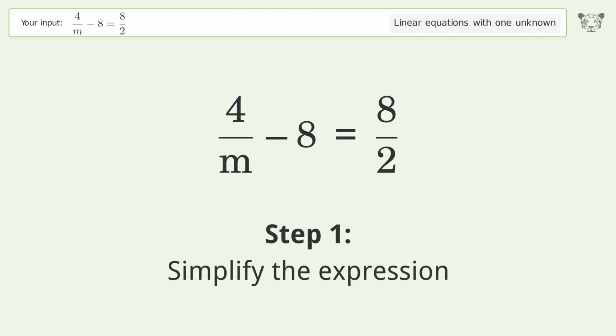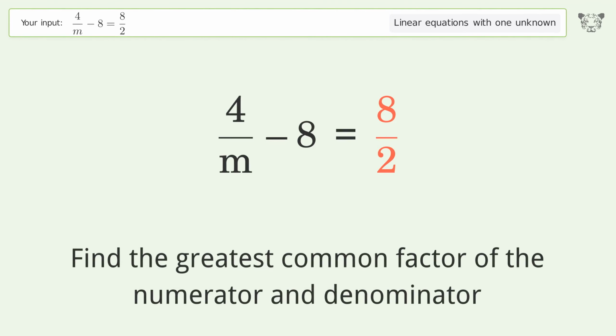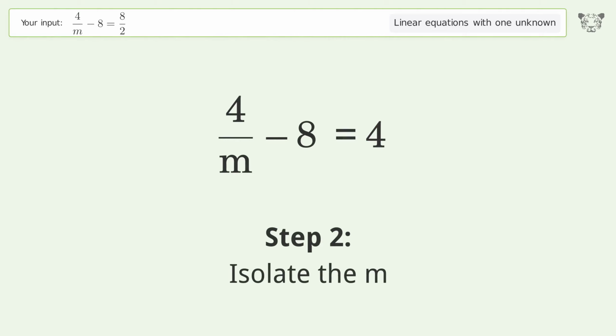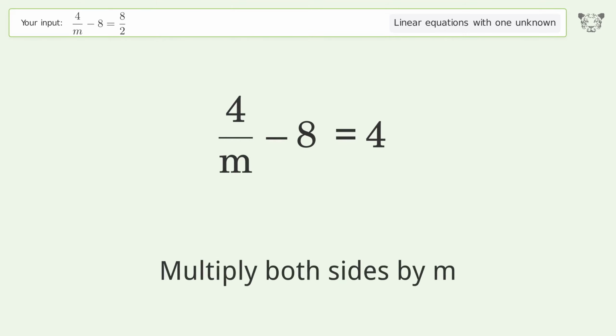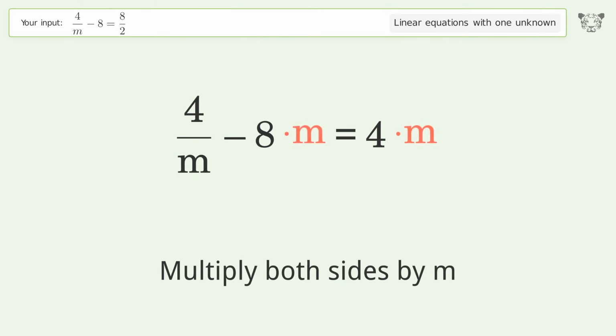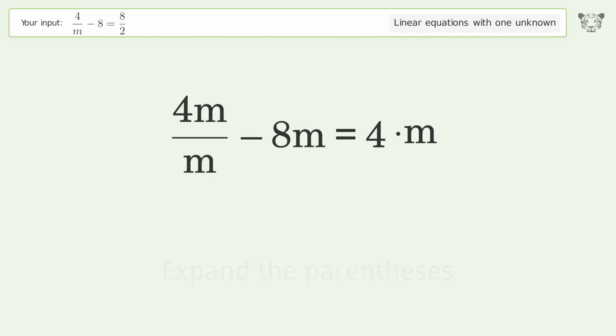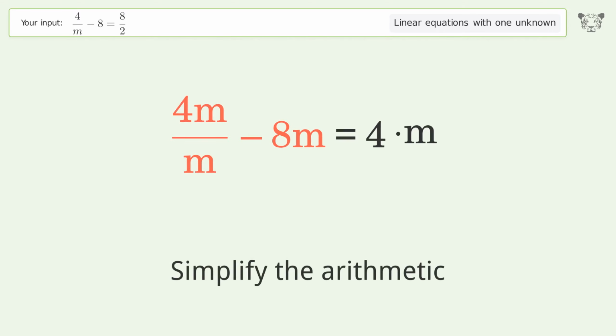Simplify the expression. Find the greatest common factor of the numerator and denominator. Factor out and cancel the greatest common factor. Isolate the m. Multiply both sides by m. Expand the parentheses. Simplify the arithmetic.